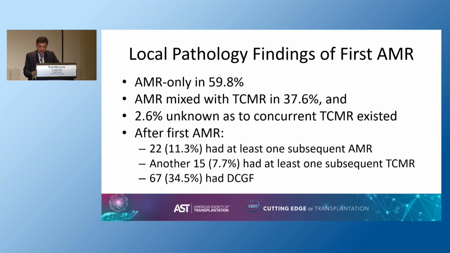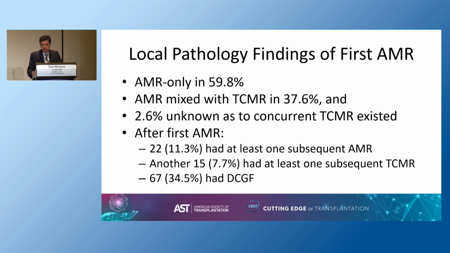Okay, so we looked at the pathology findings. These are the local pathologists at the treating centers, and they looked at their findings on that first AMR that I described in the previous slide. The pathologists found that about 60% of the patients had AMR only on biopsies, and 37.6% had AMR mixed with TCMR. And for about 2.6% of biopsies, the way they were read, it was unknown whether there was concurrent TCMR present or not.